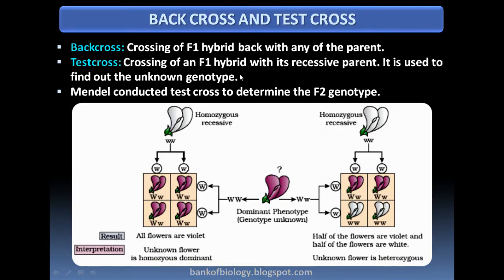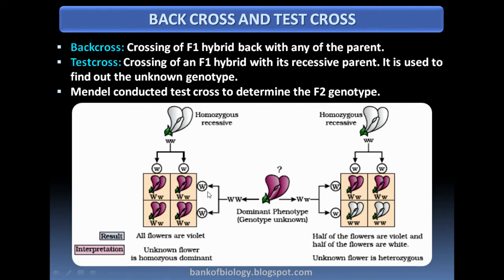Unknown genotype. We want to know the genotype. Suppose we have a heterozygous tall plant. We don't know, because typically a homozygous tall plant appears tall and a heterozygous tall plant also appears tall. So what do we have to do? We have to find the genotype of both the plants. Then we cross them with the recessive parent.